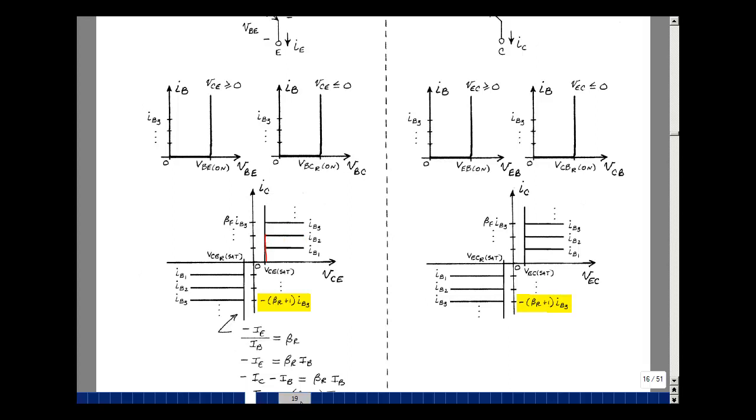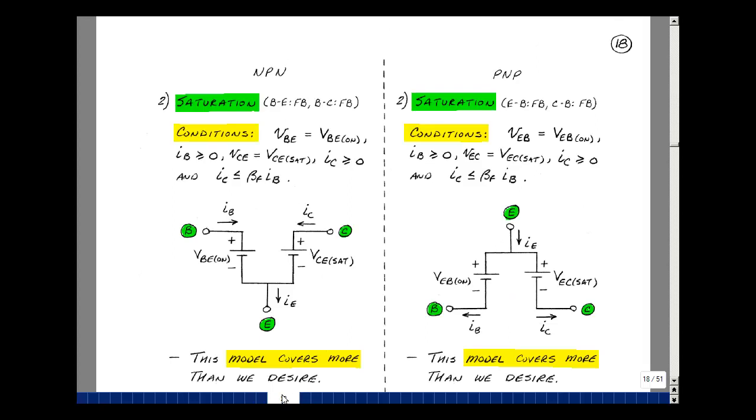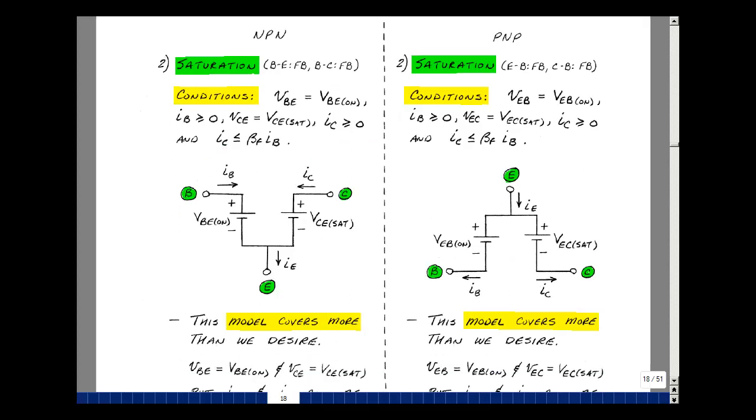Let's go back to page 18. Those are all the things we just pointed to. Now again, can I build a model that does this? No, but I can come pretty close. This is saying that the voltage between the base and the emitter is a battery. Put a battery there. And this is also saying the same thing, that the collector emitter voltage looks like a battery of V_CE sat.